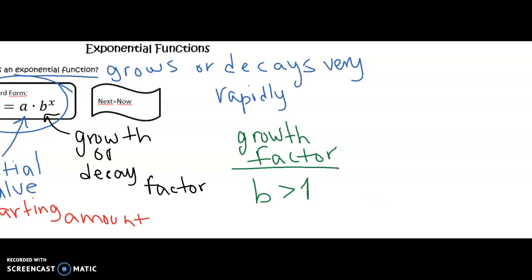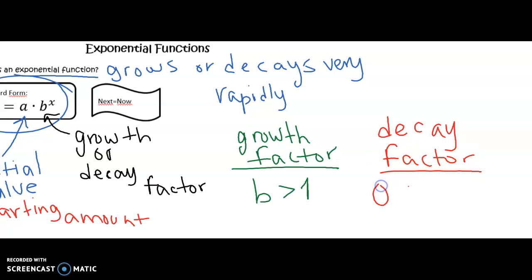If it is a decay factor, again, I'm hoping that you're writing all this down. If it's a decay factor, the b is going to be between 0 and 1. Notice that it's not equal to 0 and it's not equal to 1. And for the growth factor, it is bigger than 1.